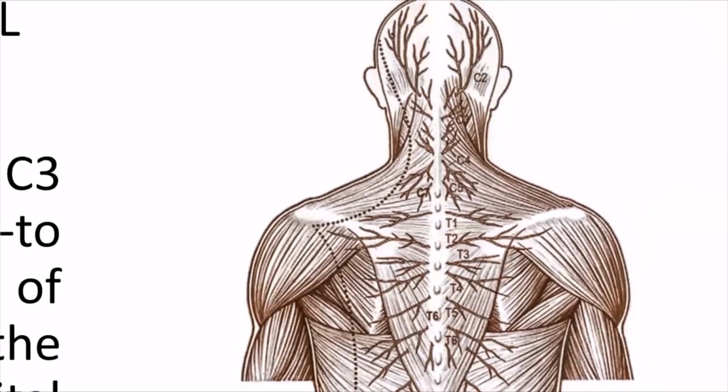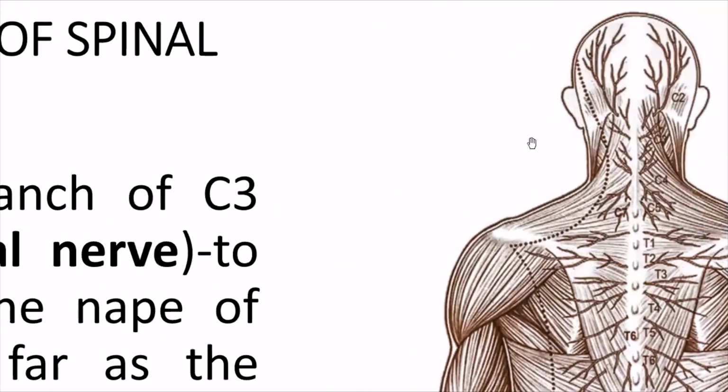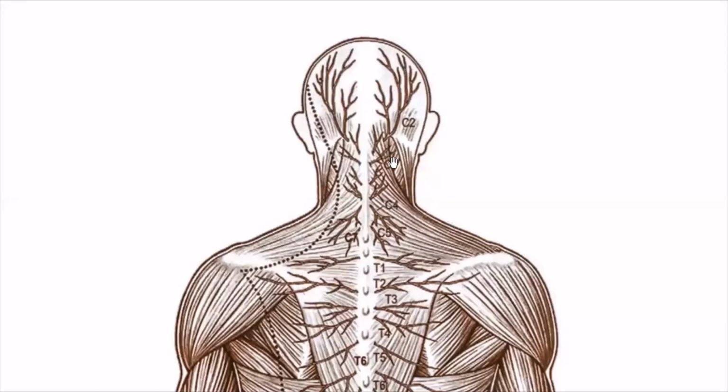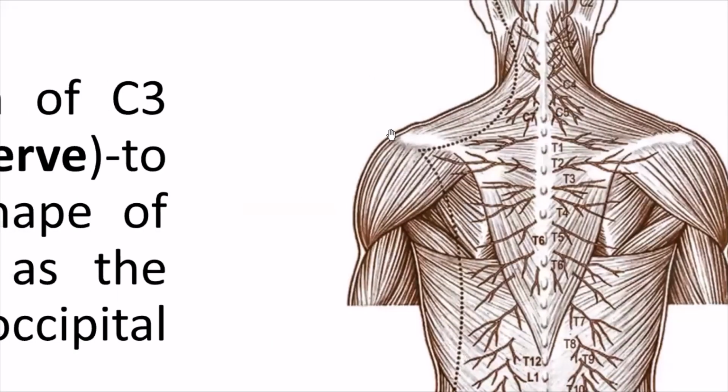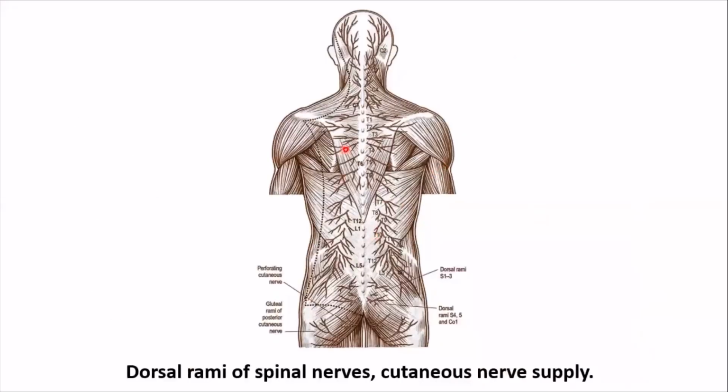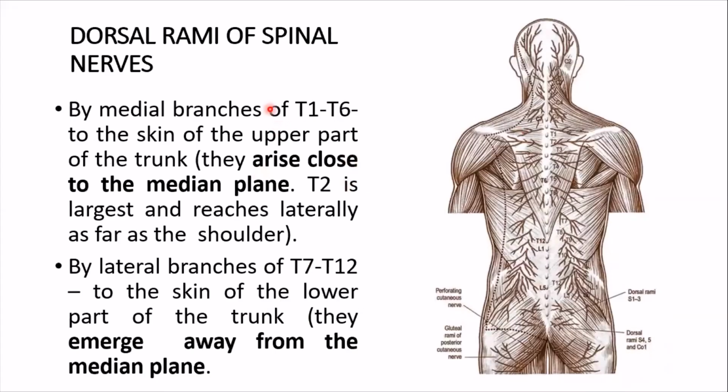Here you could see, right? So this is C3, which is the third occipital nerve. Third occipital nerve. And this is C4 and C5. You could see here, and these supply the skin of the back of the neck. So this is again a very beautiful picture of all the dorsal rami of the spinal nerve, cutaneous nerves. We'll discuss each and every one in detail.